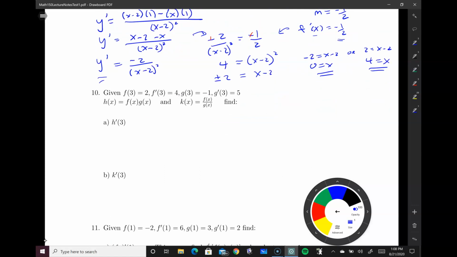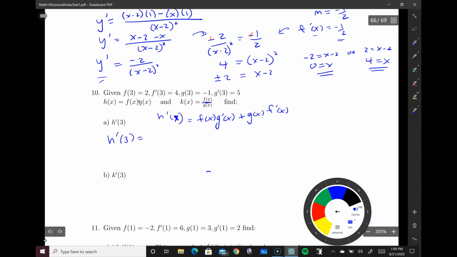Okay, so let's look at this one here. Here I have an h and a k. So h has product rule, k has quotient rule. Let's first find h prime of x. Then I'll take the step to plug the 3 in. So h prime of x, I see product rule. First d second plus second d first. Now I'm going to find h prime of 3. So this means use x equals 3.